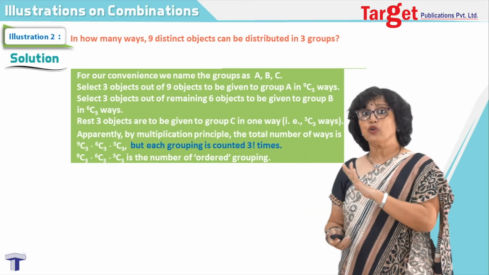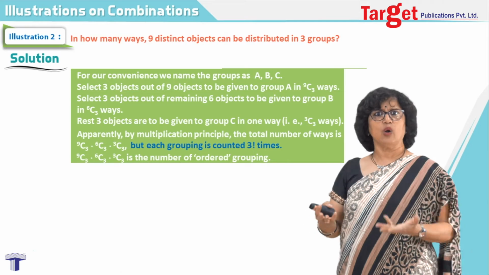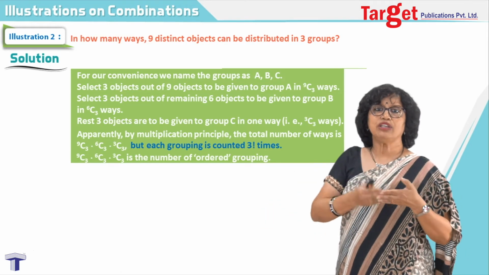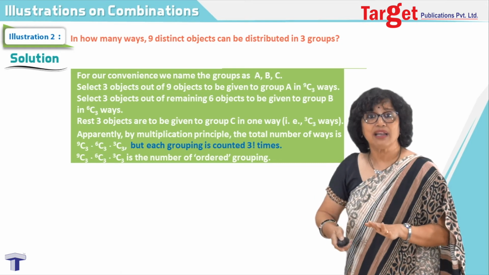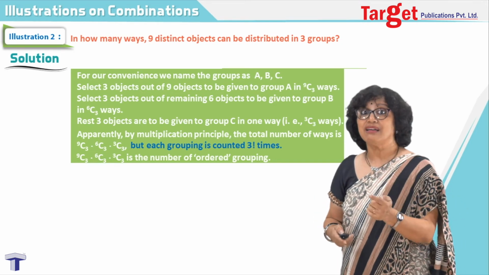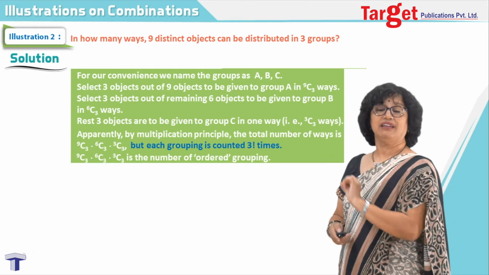That is actually the number of ordered groupings, I should say. Nowhere does the question say ordered. It is just 3 groups. Whether you call them A, B, C or you call them in some other order, order is not required. So we will have to reconsider our final answer.